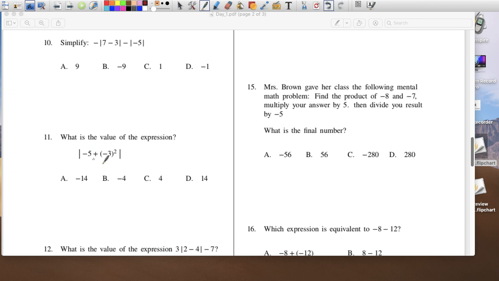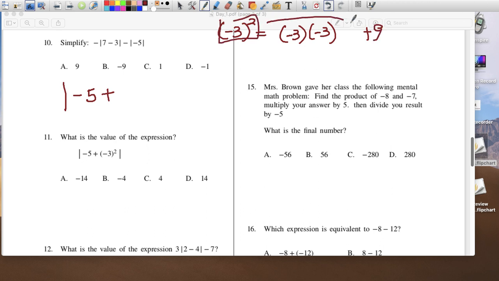15, what's the value of the expression? Likewise, let's do inside the absolute value symbol and then take the absolute value of the number. So negative 5 does nothing for now. Plus, and let's think about what negative 3 to the second power is. That is the same thing as negative 3 times negative 3. Negative times a negative is a positive. 3 times 3 is 9. So this actually is the same thing as 9.